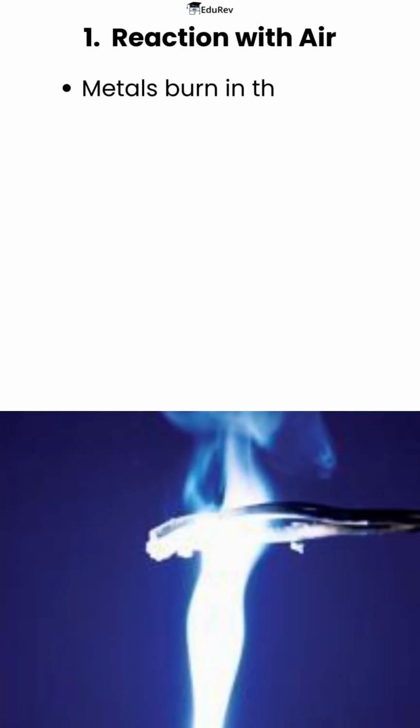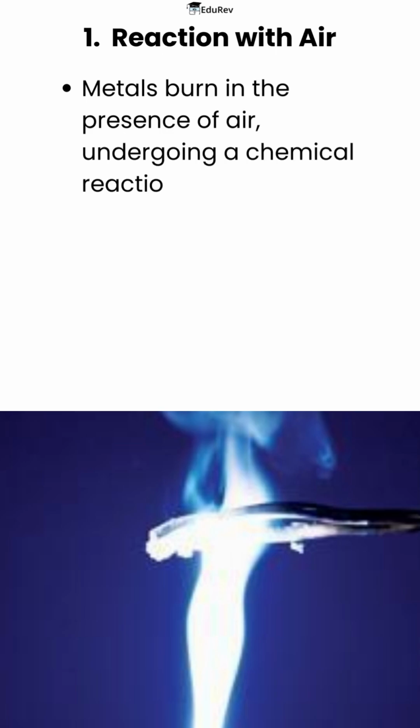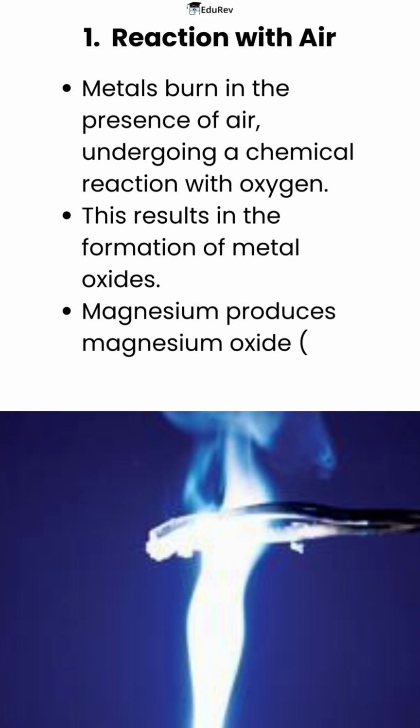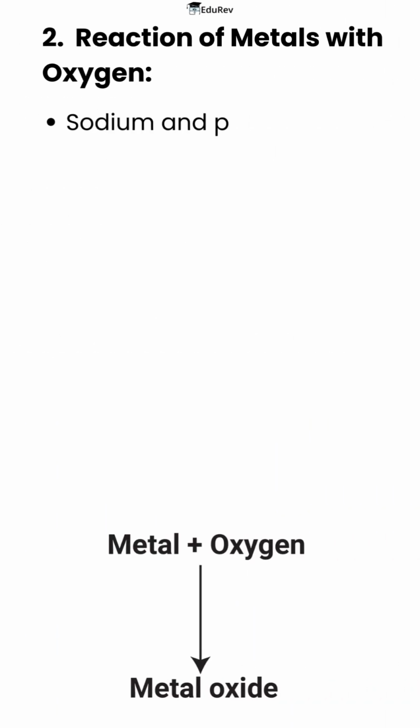Chemical properties of metals. Metals burn in the presence of air, undergoing a chemical reaction with oxygen. This combustion process results in the formation of metal oxides. For example, magnesium burning in air produces magnesium oxide. Reactivity with oxygen varies among metals.